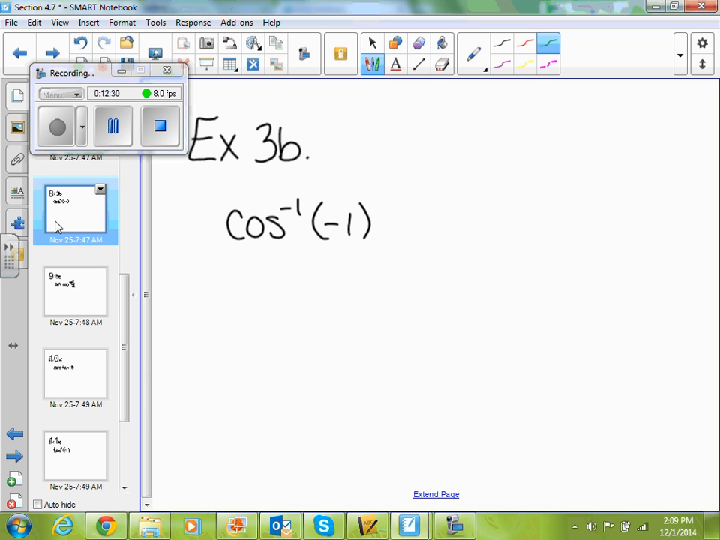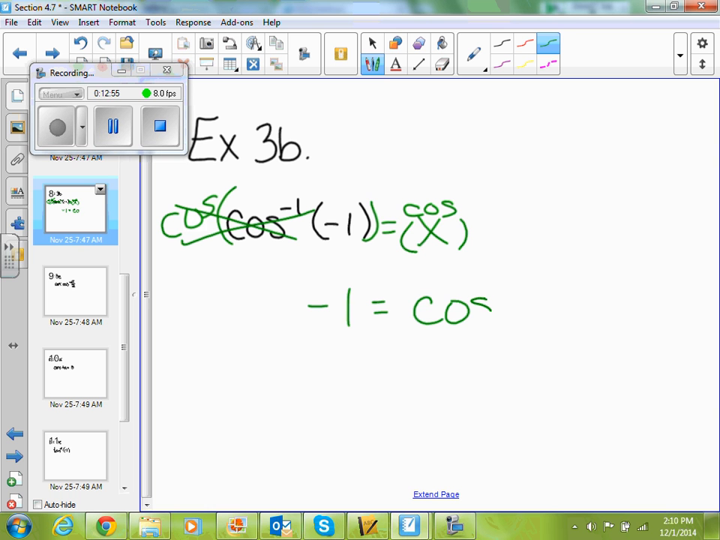Okay, let's just do one more. So inverse cosine of negative 1. Cosine always refers to your x value, so I'm going to set that equal to x. And then I'm going to take the cosine of each side. When I do that, my cosines cancel, and I get negative 1 equals the cosine of x.